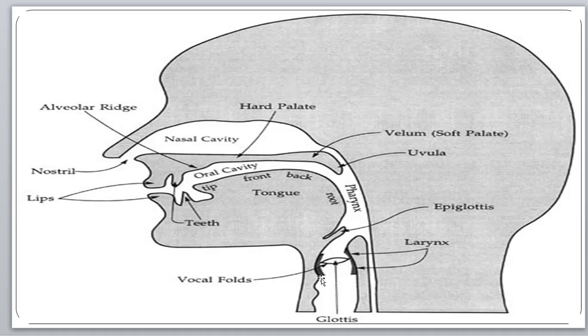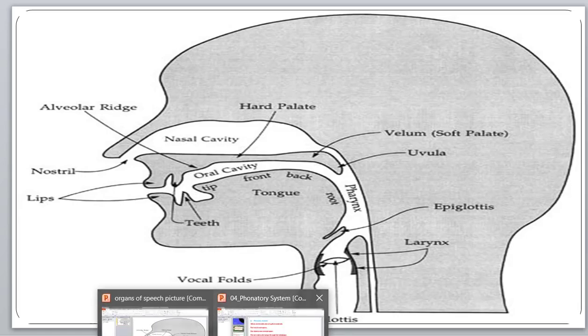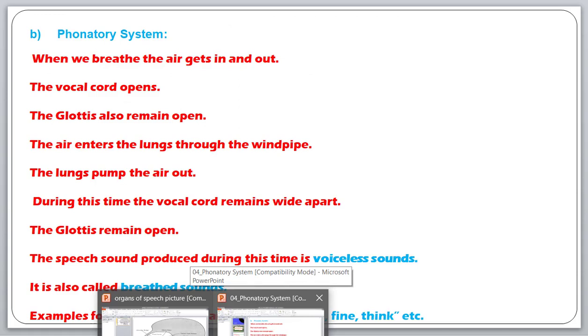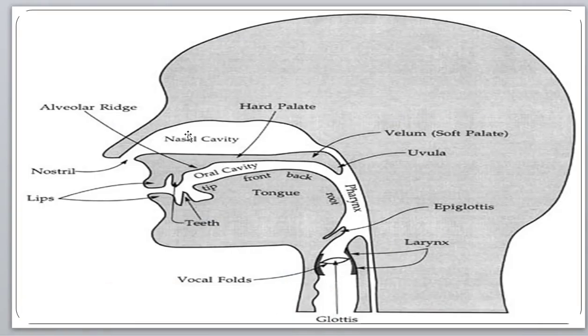Now the air, this is the larynx. So here, sorry, the larynx or the windpipe is here. So this total is the windpipe, and the air gets here and passes through the windpipe to the lungs. So the first process gets complete. Now the second one. The vocal cords open. The glottis also remains open. The air enters the lungs through the windpipe. When the air gets in, the vocal cords remain open and the glottis remains open, and as a result the air gets into the lungs.